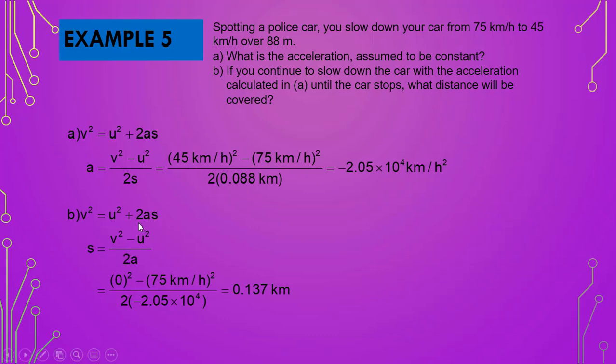For B now, there is a slight change in the parameters. u is still 75, but now v is not 45. v is now 0 because the car stops. Stops here means v equal to 0. Using the new values obtained from the question, we substitute into the equation to get s to be 0.137 kilometers.